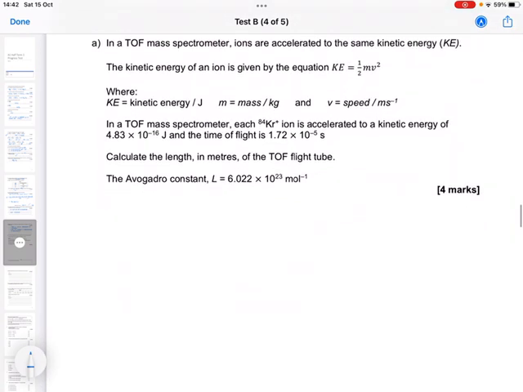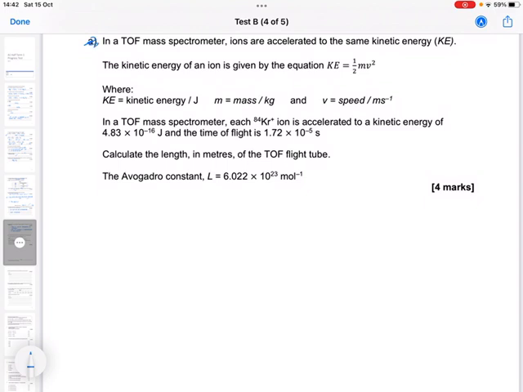And then E, I know it says A there, but it's really E. In a time-of-flight mass spectrometer, ions are accelerated to the same kinetic energy, and we've got the formula there. Kinetic energy is in joules, mass needs to be in kilograms, velocity is in meters per second. In a time-of-flight mass spectrometer, each 84 krypton is accelerated with that amount of kinetic energy, and the time of flight is that, and we need to calculate the distance.